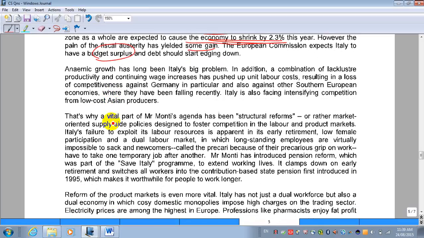We talk about lackluster productivity, where the productivity levels are dropping. At the same time, there are wage increases. All these things account for how there is a loss of competitiveness against other European countries like Germany and even from low-cost Asian producers. So think of it as a story. As I said, these are some of the problems that Italy is facing: labor productivity is falling, and it is losing export competitiveness to other Asian countries.